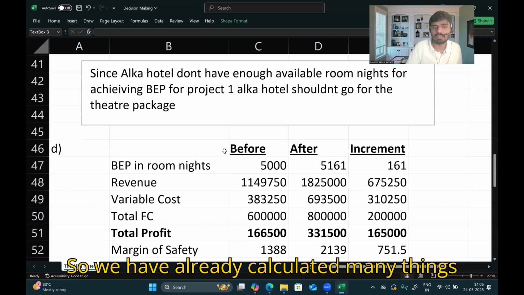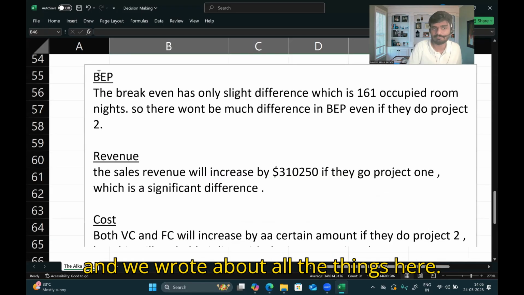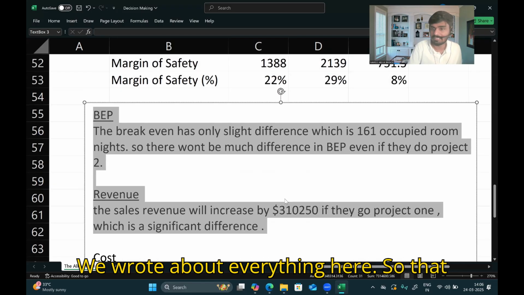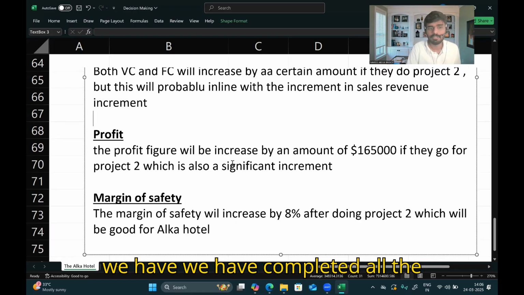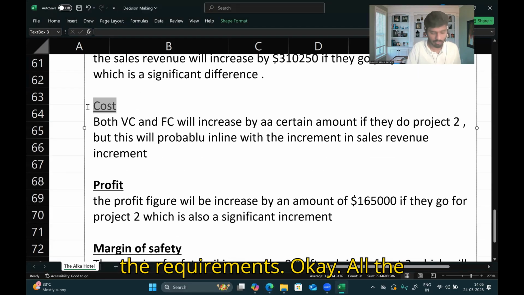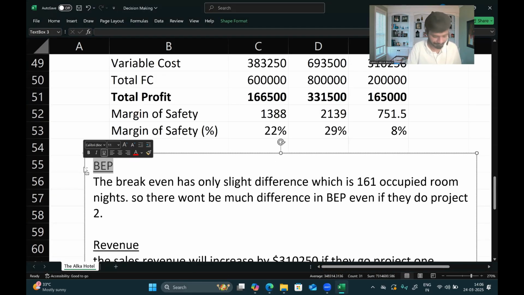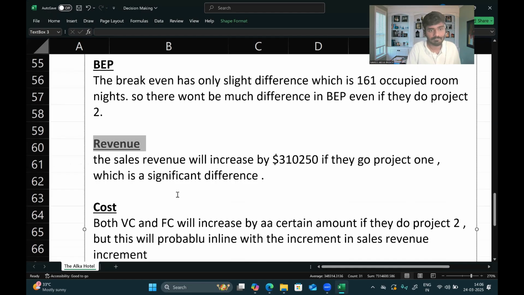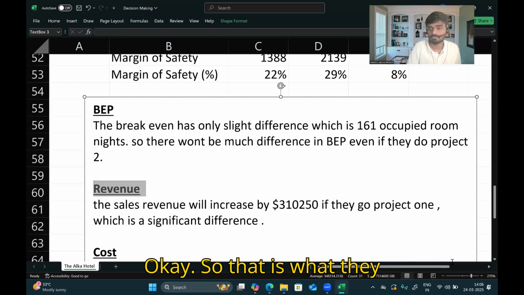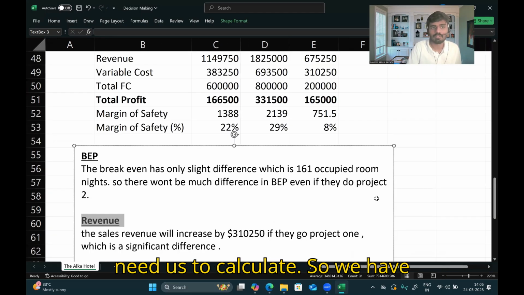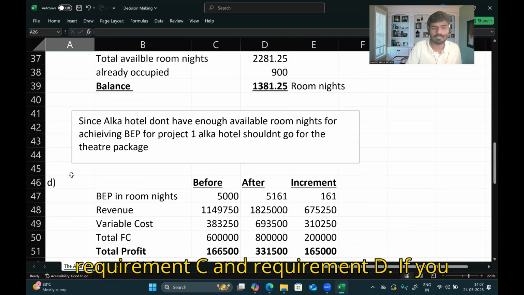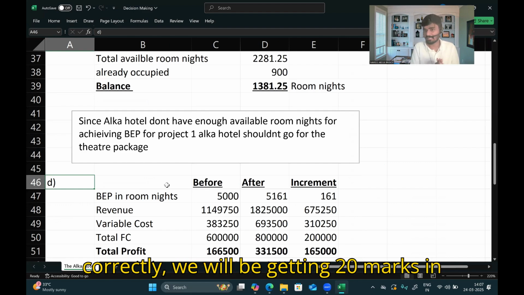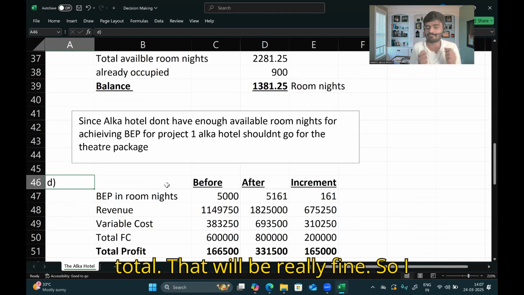So we have already calculated many things, and we wrote about everything here. That is what they require us to do. So we have completed all the requirements: requirement A, requirement B, requirement C, and requirement D. If we are able to do all these things correctly, we will get 20 marks in total. That will be really fine.